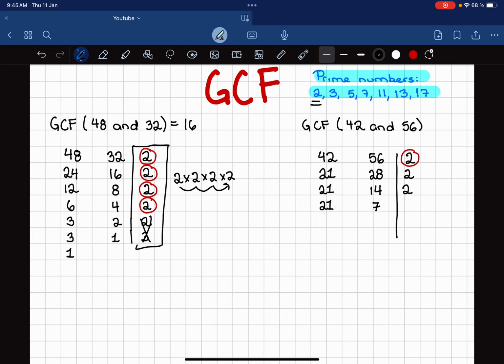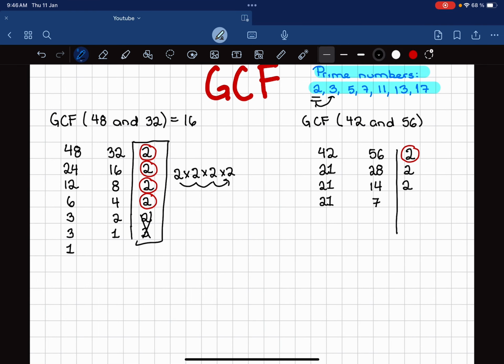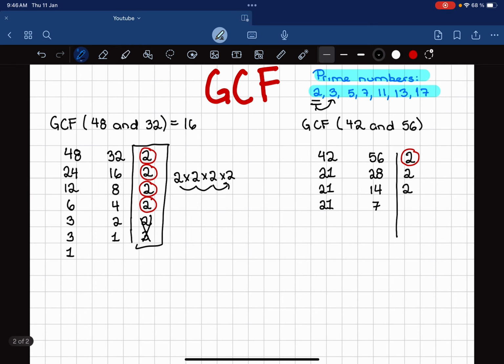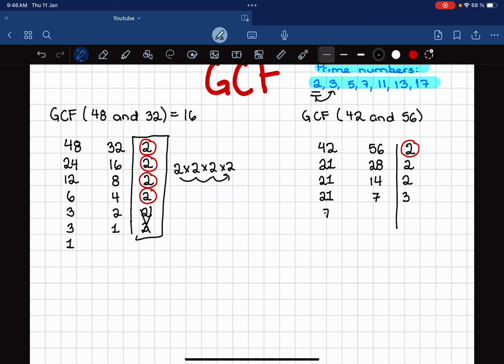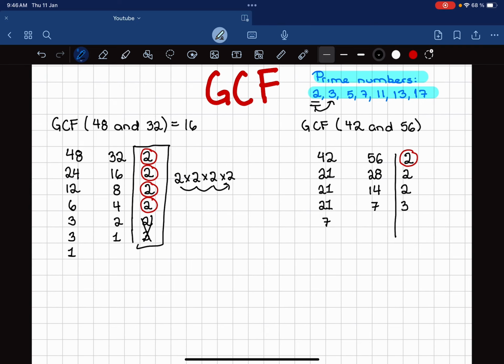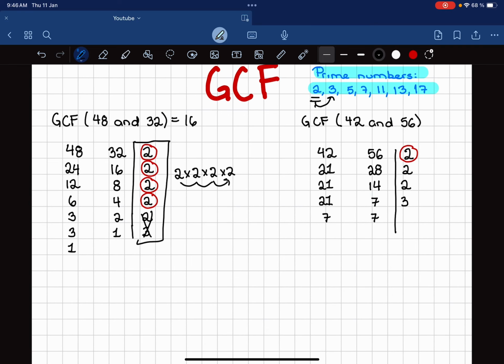Is any of those numbers divisible by 2? None of them, right? So I jump to the next prime number. Is 21 or 7 divisible by 3? Actually, yes, 21 is divisible by 3, so I put the 3 here. But as it's only 21 divisible, because 7 is not divisible by 3, I put it there, but I'm not going to circle it, okay? I do the divisions. 21 divided by 3 is 7. And 7 divided by 3 is not possible, so I just copy it down.